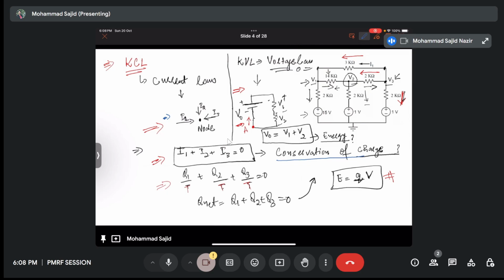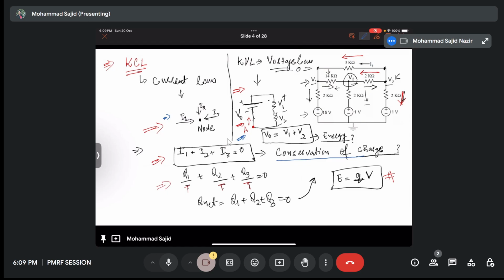Okay. Then we have voltage law, which says that the total voltage across the loop is 0, and it follows the conservation of energy. So if I look at this loop, you have a potential here V0, then you have a potential drop of V1 and V2, and it will be V0 is equivalent to V1 plus V2. If I multiply both sides with Q, it becomes energy E0 is equivalent to E1 plus E2. So it follows the conservation of energy.